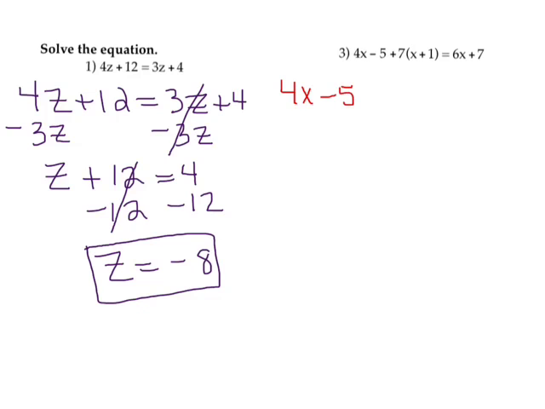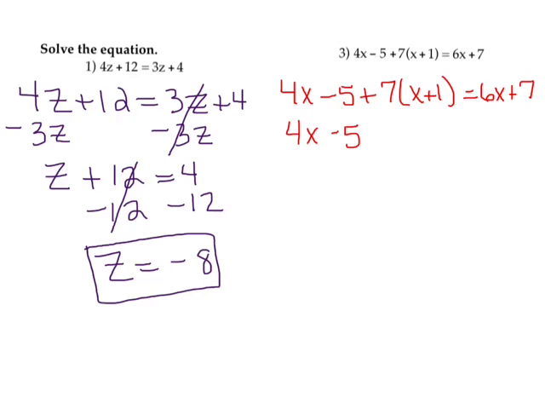4x minus 5 plus 7 times x plus 1 equals 6x plus 7. Now it's important to note right here that we've got a set of parentheses. So the first thing to do is multiply 7 times x and 7 times 1. So that's what we'll go ahead and do. But for the first part, we will actually just rewrite the beginning. So we'll write 4x minus 5, and then we're going to distribute right here. So let's go ahead and do that.